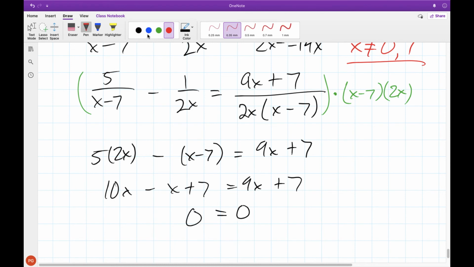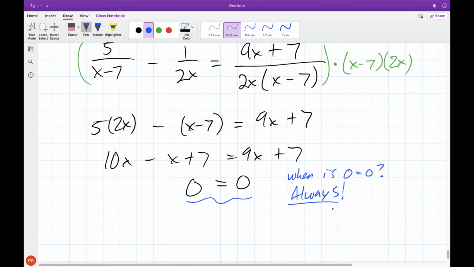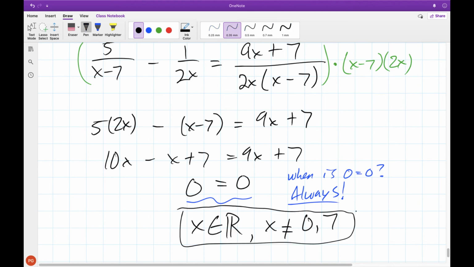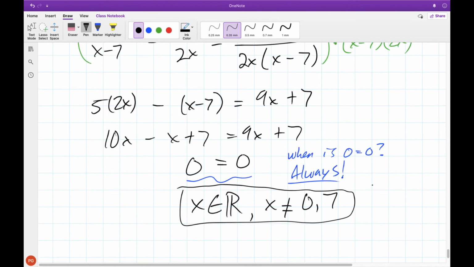And what we'll end up with is that 0 is equal to 0. When is this true? It's always true. 0 is always equal to 0. It's the same number. But just like our other cases, we got to be careful about our restrictions. So this is always true except where we're not allowed to have our x values. So our answer is that x can be any real number except 0 and 7, because those are our restrictions. That's where this function isn't well defined.